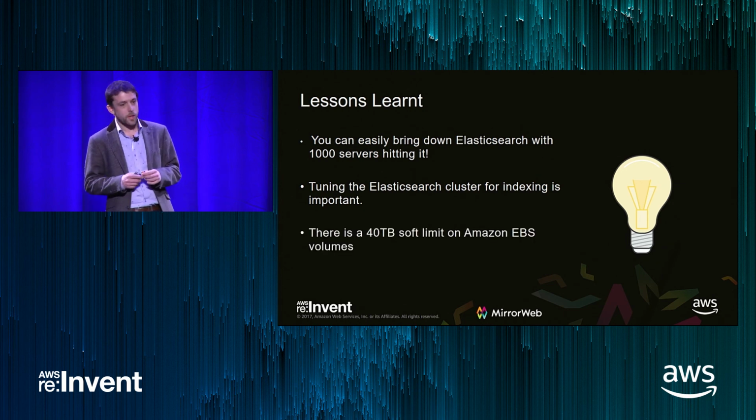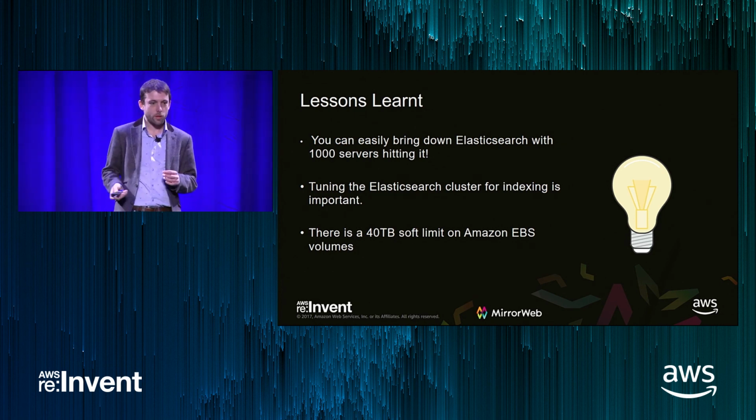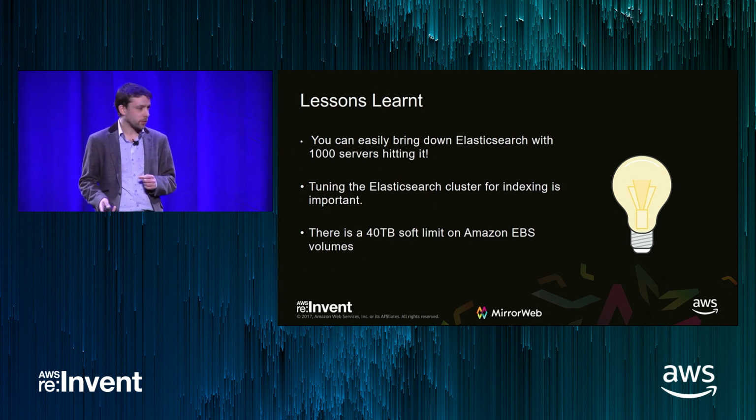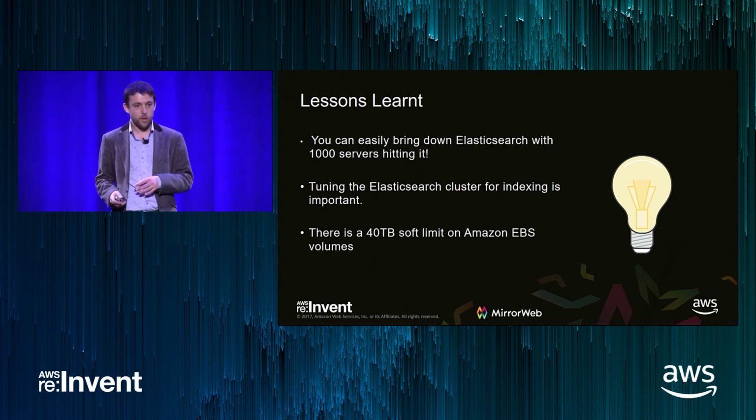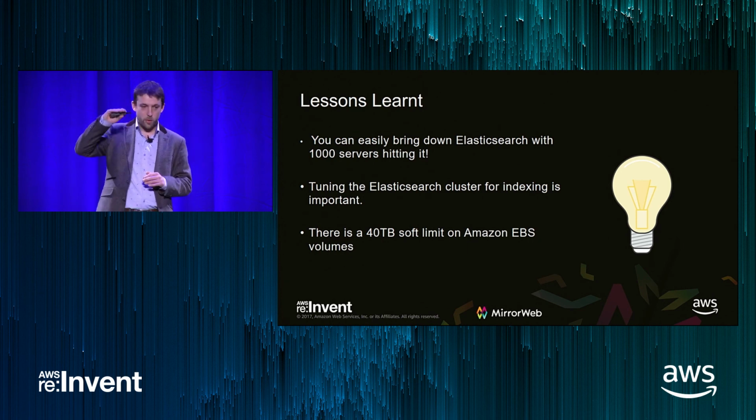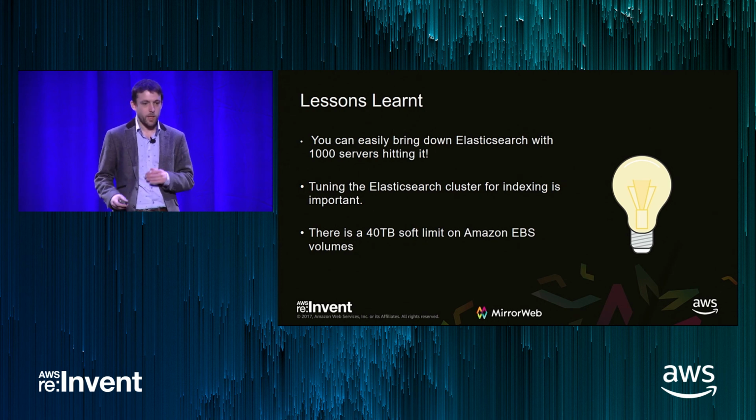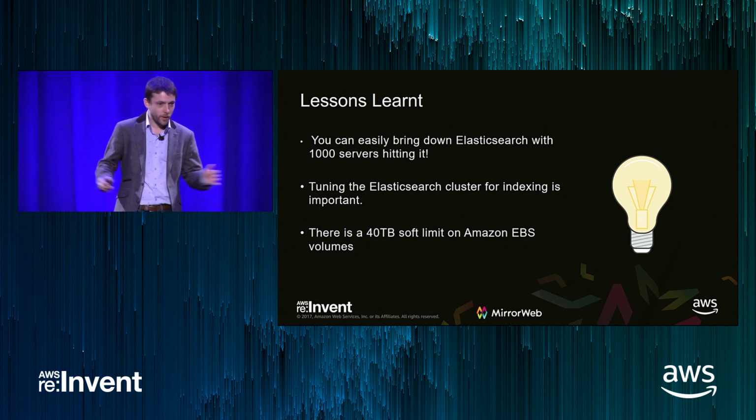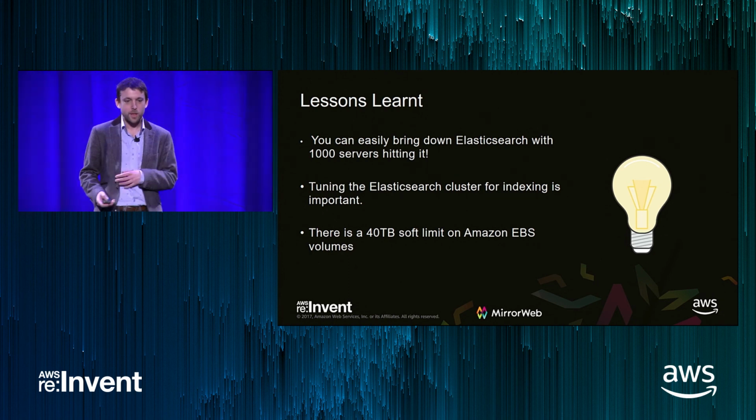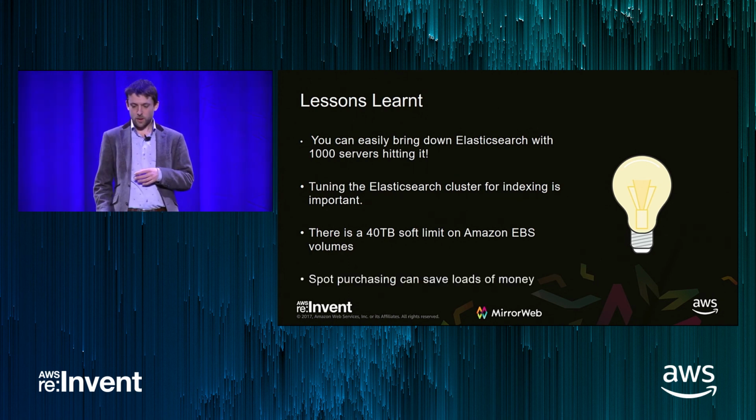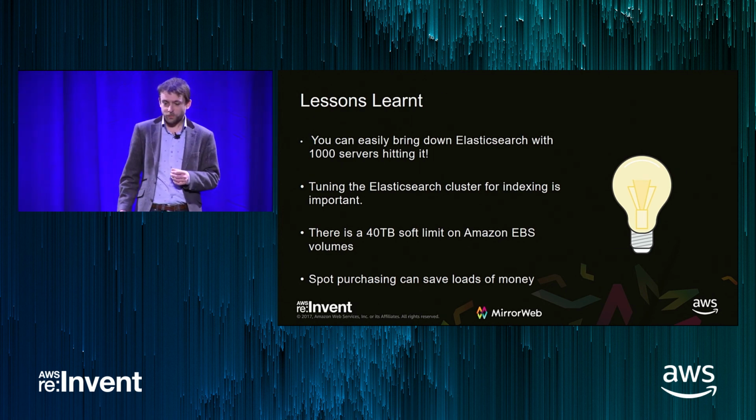And one interesting thing you might not have realized, there is a 40 terabyte limit on EBS volumes. We were running quite large volumes on all of these nodes, and we couldn't work out why we were booting up all these spot purchases. They were showing us booting up and then immediately closing down again, and it turned out that we'd hit this limit. So if you're ever doing anything at that scale, make sure you get your Amazon limits increased. And then, yeah, spot purchasing can save loads of money.